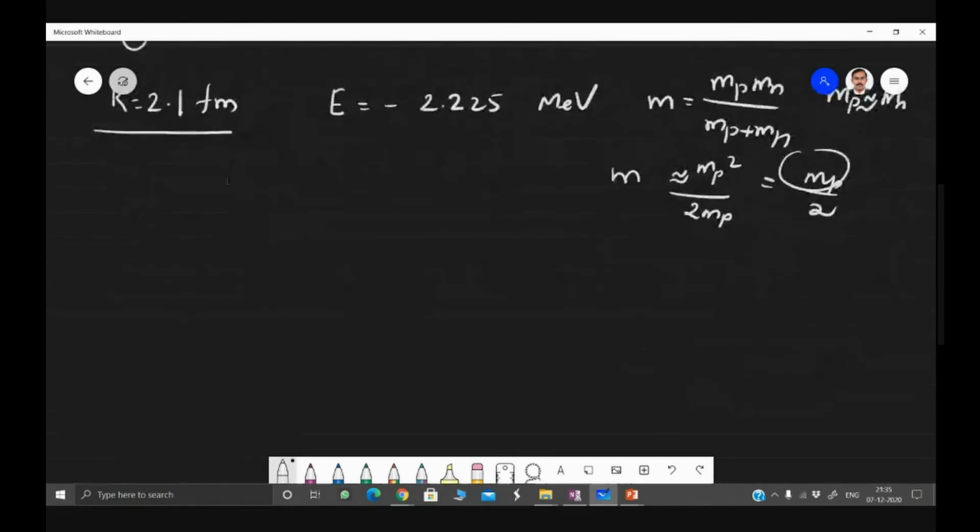Okay, we have the value of R as 2.1 Fermi, and capital E, that is the binding energy, as minus 2.224 or 2.225 MeV, and the value of M, which is nothing but the reduced mass of the system, which we can approximate by Mp by 2, mass of the proton divided by 2. That would give some information about the depth of the potential V naught. So we can find the value of V naught as follows.